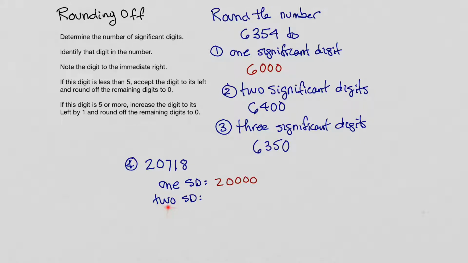And if we go with 2 significant digits, here's our first. Now the 0 is significant, right? Because it is between 2 significant digits. So it is significant. Look to the right. This number is 5 or above, so we're going to increase this one here by 1 and make the rest of them zeros. It's going to look like this: 2, 1, and then 0, 0, 0.